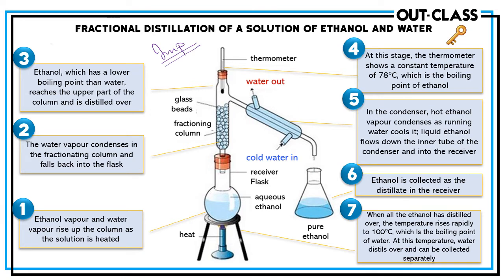When the temperature of the upper portion of the fractionating column reaches 78 degrees Celsius, now the ethanol vapors will start rising to that portion of the column and they'll leave through the condenser. But the water vapors still cannot leave because they'll condense on the glass beads as their boiling point is not reached yet. So they will condense on the condensation surface. Ethanol will be collected in the receiver flask. And as you can see, the mouth of the receiver flask is open.